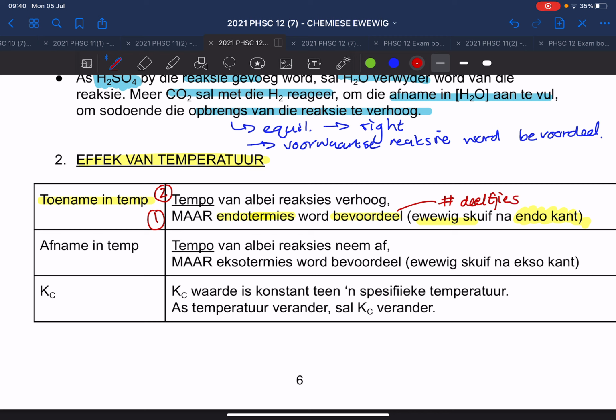Maar because you increase the temperature, omdat jy hom warmer maak, gaan die tempo van albei reaksies verhoog. Die tempo, hoe vinnig dit gebeur. How fast it will happen? Okay, both reactions will be favored. En as jy dit warmer maak, gaan jy meer van albei doen. You'll do faster both the forward and the reverse reaction. Okay. Goed. Dan as jy hom kouer maak, if you decrease the temperature, two things will happen.